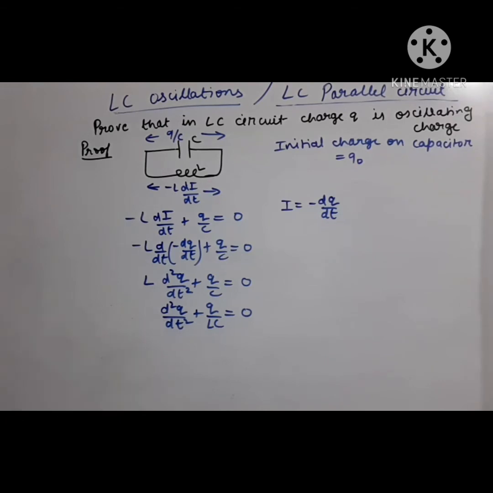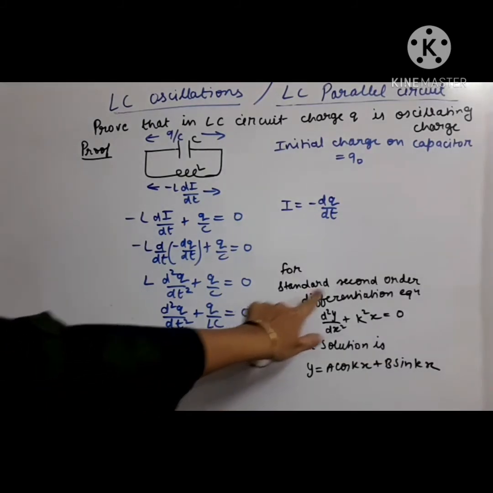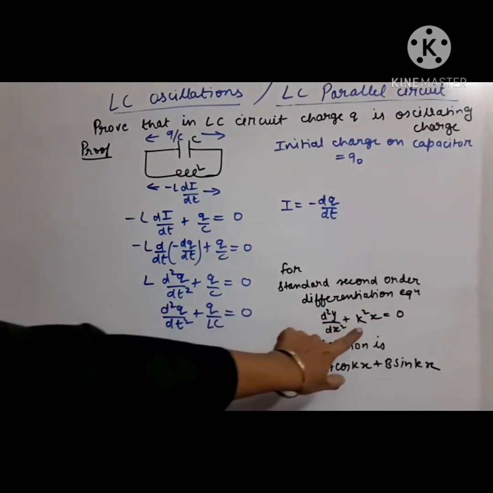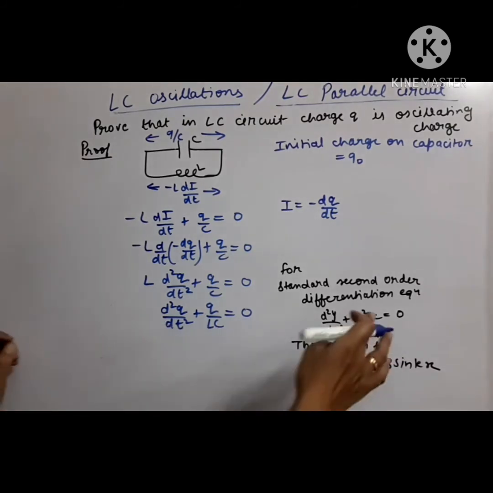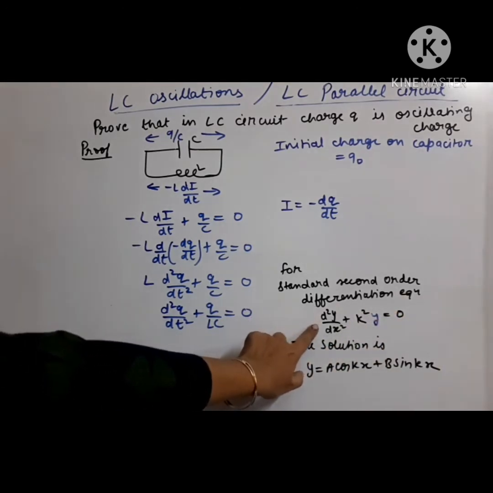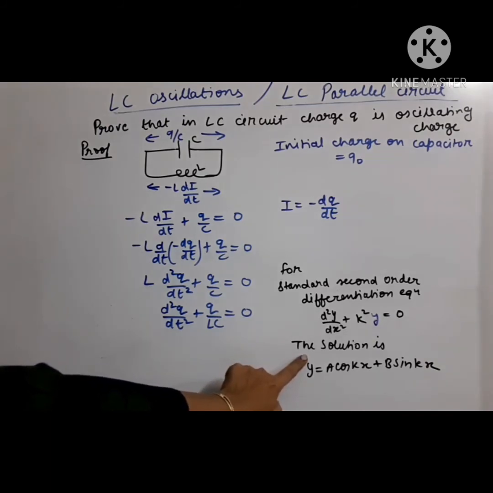Now this equation which we have obtained, we will compare with the standard second order differential equation and take the direct solution which we will apply for this equation. We have a standard second order differential equation in maths, that is d square y by dx square plus k square y equal to 0. Its solution is already done and we will just pick the solution directly. We don't have to solve it in detail.